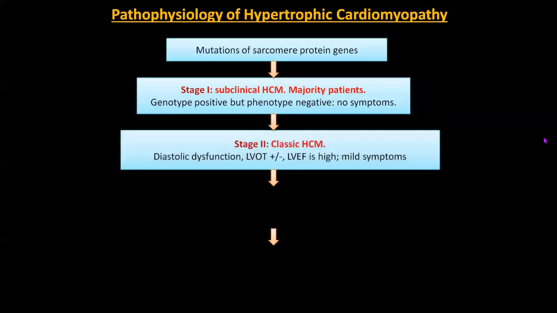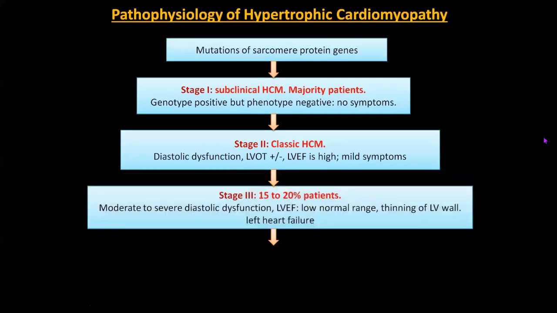Many patients progress to stage 2. It is called classic hypertrophic cardiomyopathy. These patients suffer from diastolic dysfunction. Left ventricular outflow tract obstruction may or may not be present. Left ventricular ejection fraction is high, and these patients have mild symptoms.